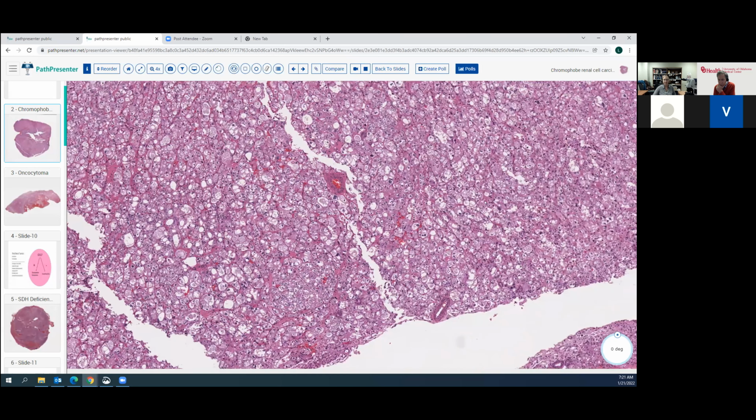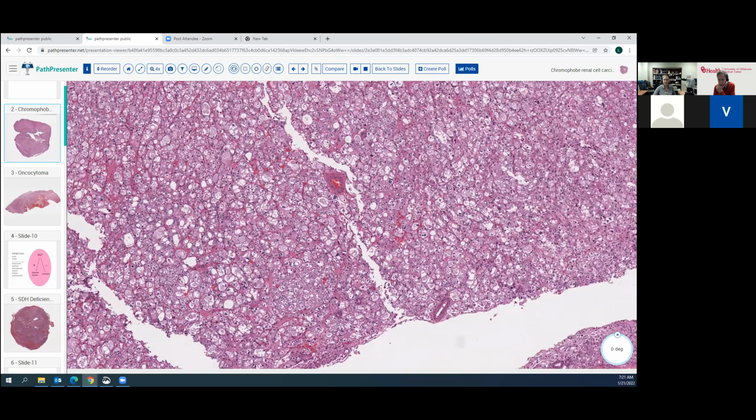It's got some hemorrhage. Let's find some nice clusters of cells so we can appreciate what kind of cytology we have here. So these cells are somewhat similar to the previous case. They have some nuclear membrane irregularity, prominent nucleoli, but they're fairly uniform in their size. If you look at the cytoplasm, it's much more granular, homogeneous.